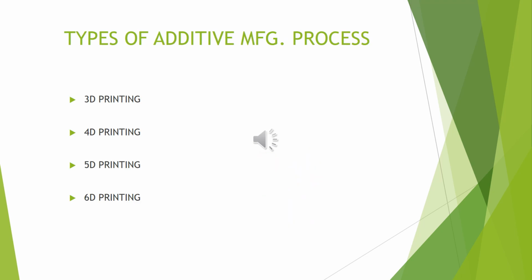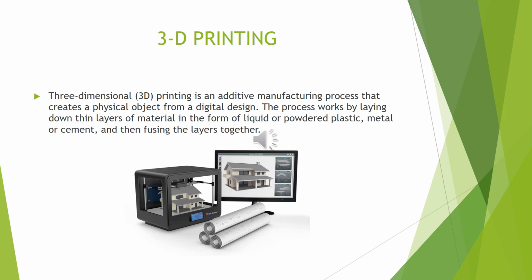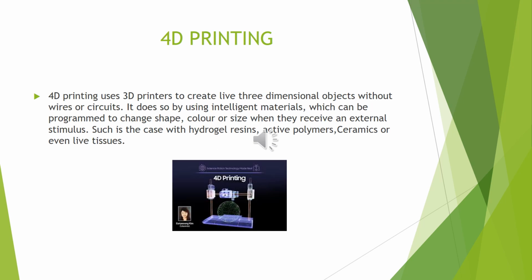Types of additive manufacturing processes: 3D printing, 4D printing, 5D printing, 6D printing. 3D printing is an additive manufacturing process that creates objects from a digital design. The process works by layer formation of a material from liquid, powder, plastic, metal, cement, which fuses together. 4D printing uses 3D printing to create live three-dimensional objects without wire or circuit.